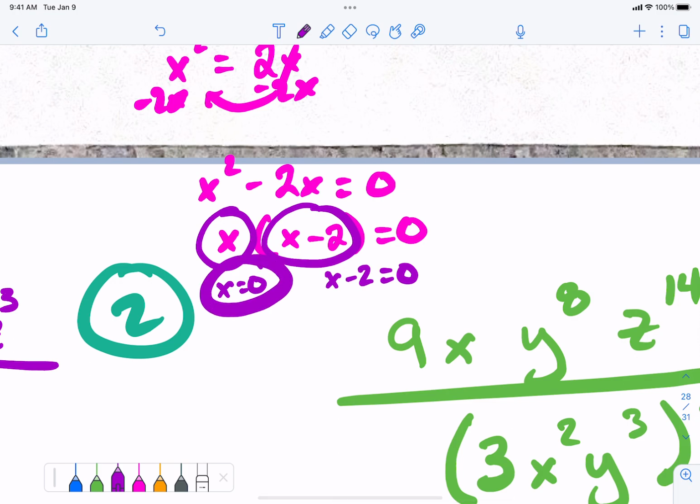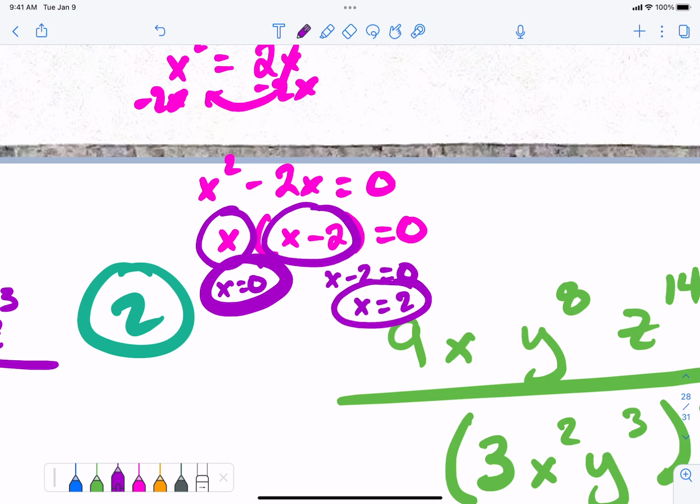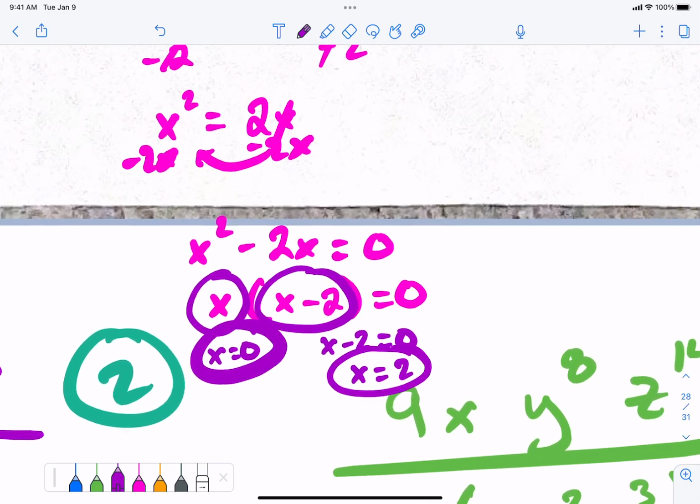So x equals 0, that's just one answer. But what about x minus 2 equals 0? I add the 2 over and x equals 2. So I have 2 answers, 0 and 2. Do you see how that works? That was ugly. That last little bit was kind of ugly. It's been a hot minute since we've done that, right? Okay, good.